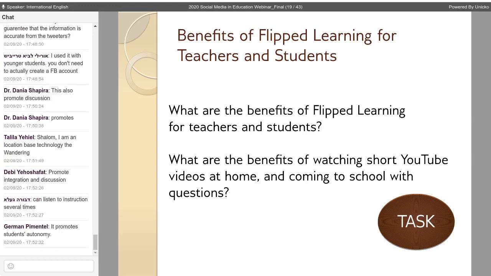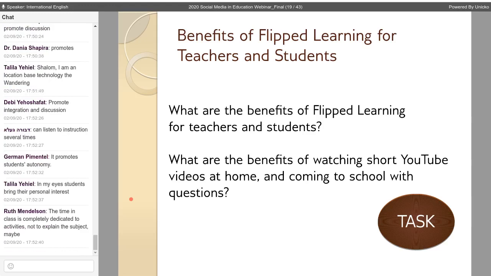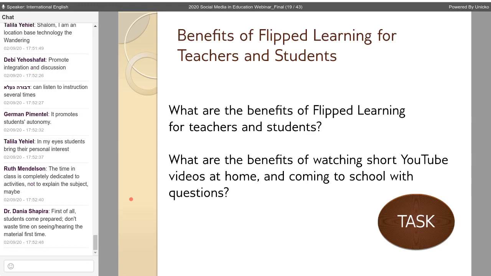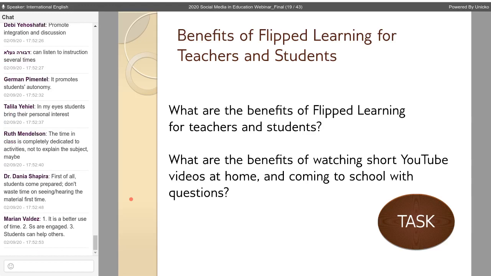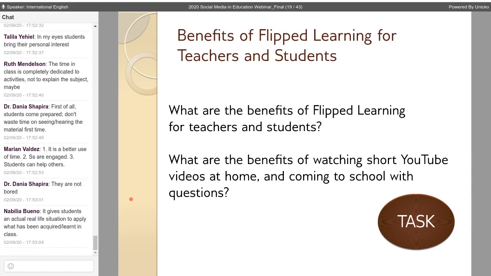Right, we're getting some great answers, some great ideas. They can listen to instructions several times. Absolutely. Herman, it promotes student autonomy. Correct. Students bring their personal interest. Absolutely. Ruth, the time in class is completely dedicated to activities, not to explaining the subject. Correct. Students come prepared. They don't waste time on seeing and hearing the material. It is a better use of time. Yes. They're not bored. It gives students an actual real life situation to apply what they've been required to learn in class.